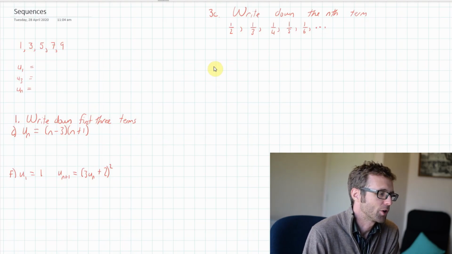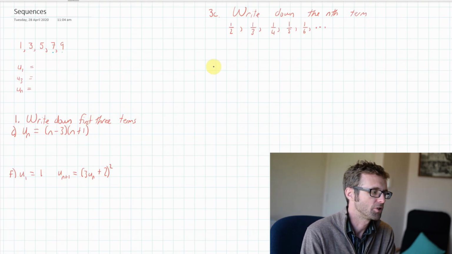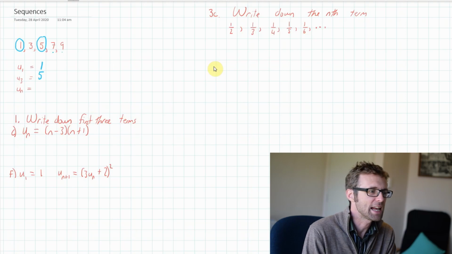So here's an example I've got here: 1, 3, 5, 7, 9. And we're just adding to our knowledge a little bit, using this terminology here, U1. In other words, what is the first term of the sequence? Well, the first term of the sequence is 1, so for this answer I'd write 1. U3 means the third term of the sequence, in this case 5, so I'm going to write 5. UN is the nth term of the sequence.